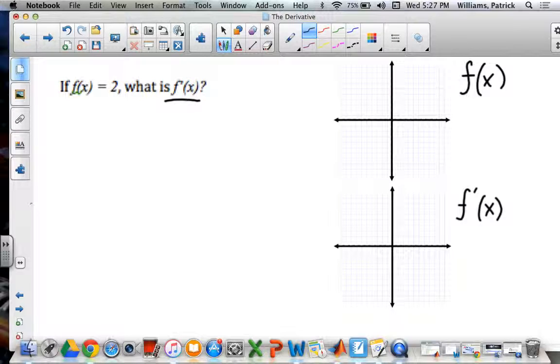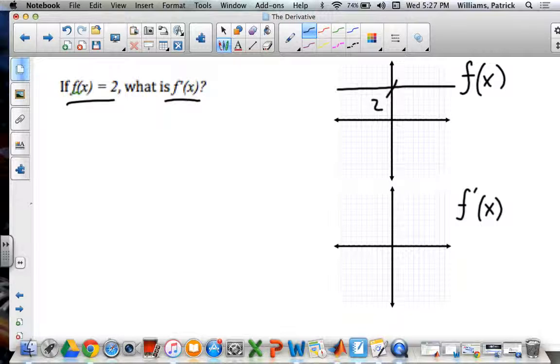So what I'm going to tell you right now is that given this function right here, you can actually tell me what f prime of x or what the derivative is without doing any math whatsoever. Okay, let's see how we can do that. If we graph f of x, y equals 2, that's just going to look like that. It's going to look like a horizontal line.